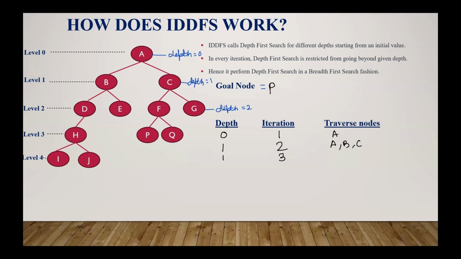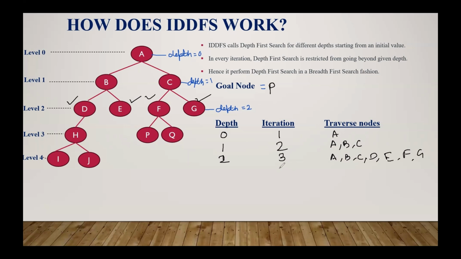So here what happened? Depth is 2. Now in this case, A, B, C as it is, and now this line we have to traverse. First D we will check with the P. No. Then we will check E. No, it is not a goal node. Then we will traverse F. It is not a goal node. Then G. It is not a goal node.